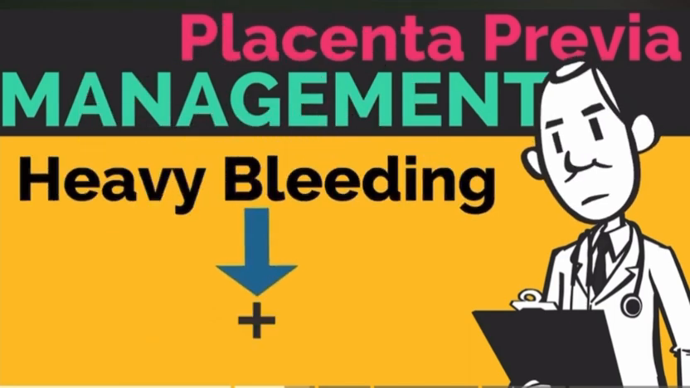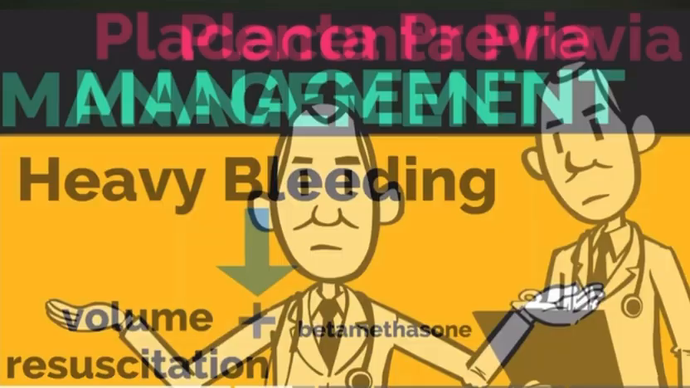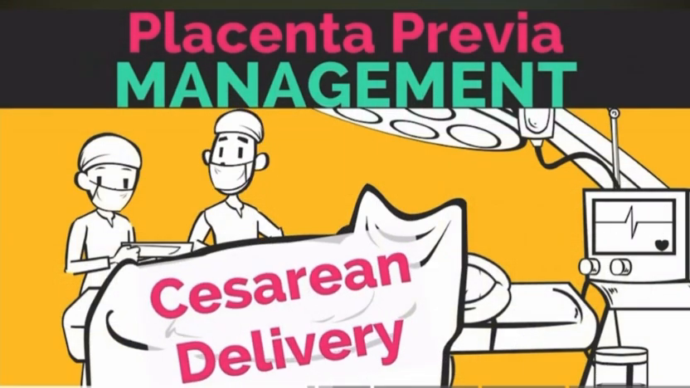If there is heavy bleeding, volume resuscitation, and possibly betamethasone for fetal lung maturity. Delivery with a placenta previa should be performed via a cesarean section.